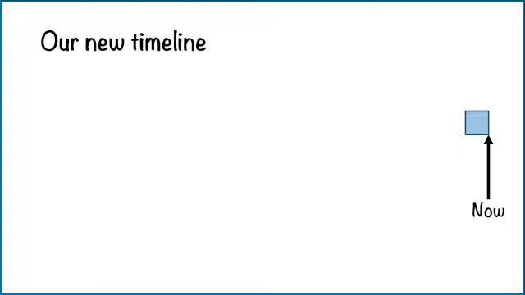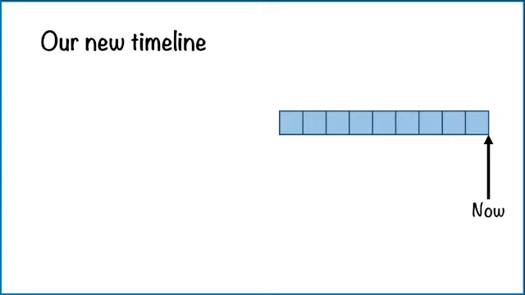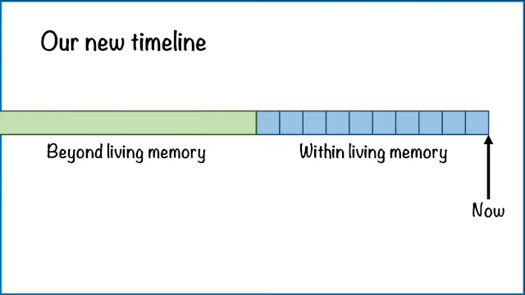Here we go. 10 years ago, 20 years ago, 30 years ago, 40 years ago, 50 years ago, 60 years ago, 70 years ago, 80 years ago, 90 years ago, 100 years ago. That's within living memory. This means we could ask someone about an event that happened within living memory because they were there when it happened. Can you think of any events that would go here? Further back in time is beyond living memory. It's further in the past than people can remember.